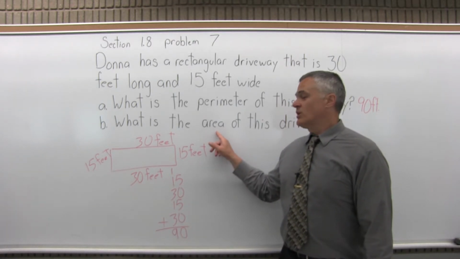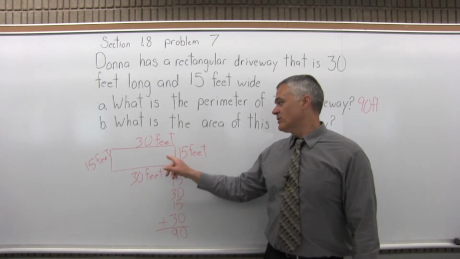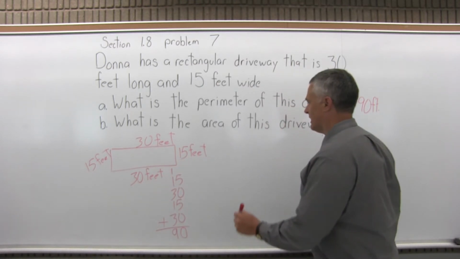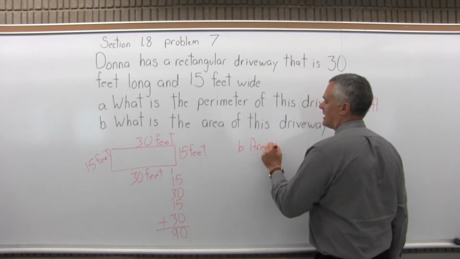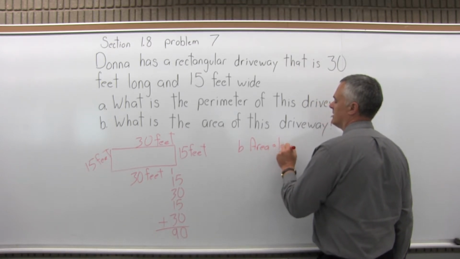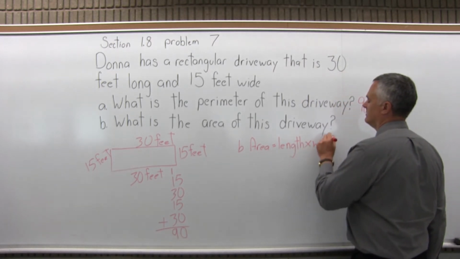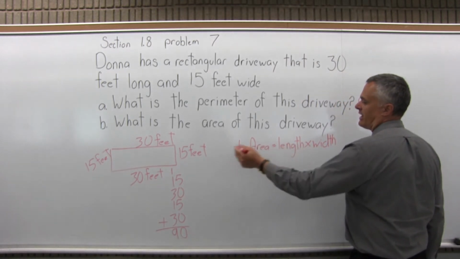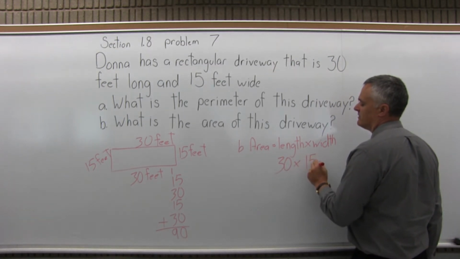Then B says, what is the area of the driveway? So area is the length times the width, or the base times the height, however you want to label it. So for B, area equals length times width. So the length we'll say is 30 feet times the width is 15.